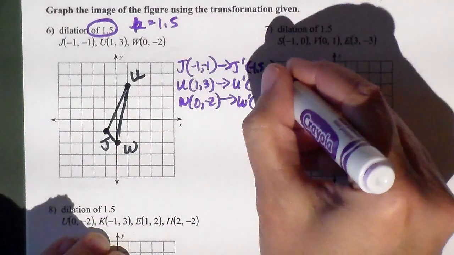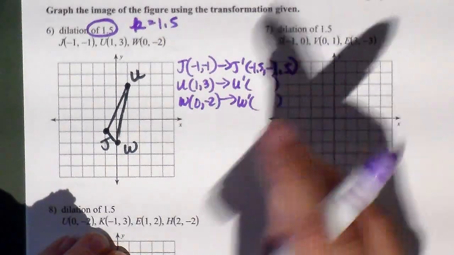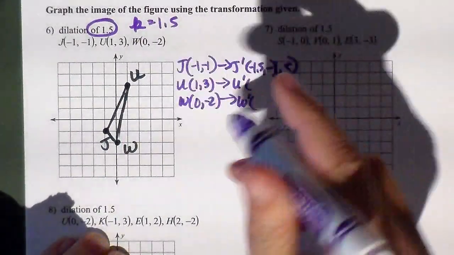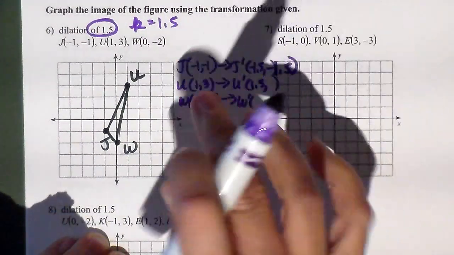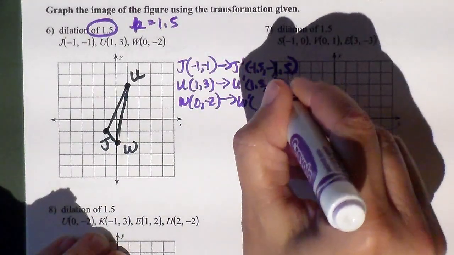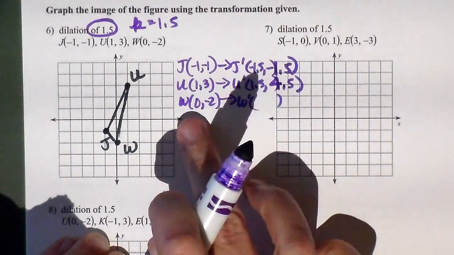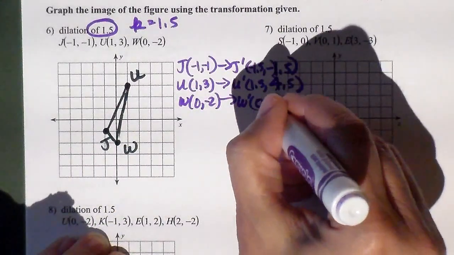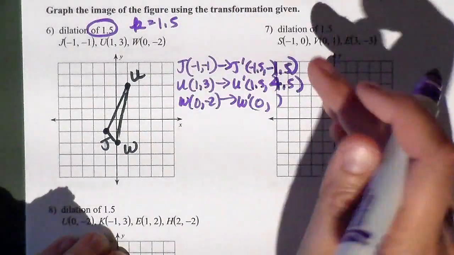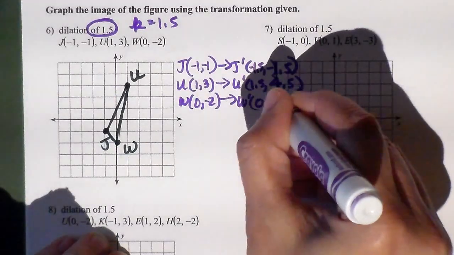-1 times 1.5 is -1.5. I'll expand that out a little bit. Sorry, that looks kind of sloppy. 1 times 1.5 is 1.5. 3 times 1.5 is 4.5. I should have given myself more room. 0 times 1.5 is 0, and -2 times 1.5 is -3.